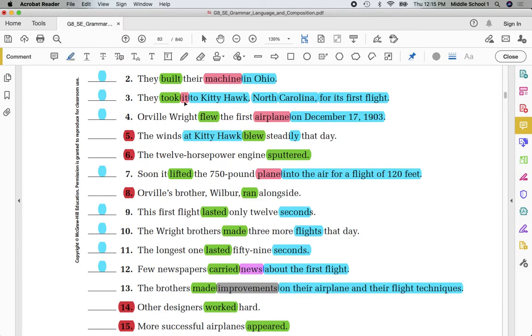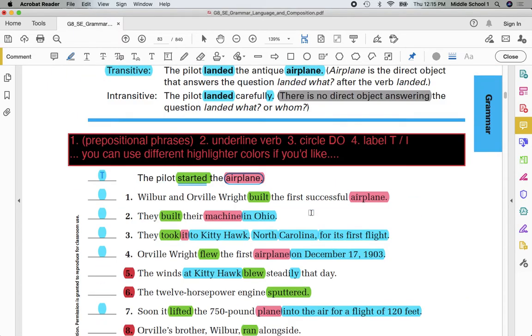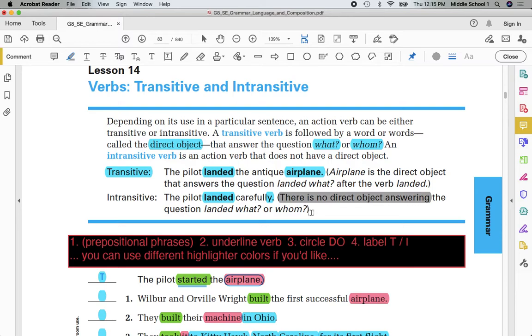Built what? Machine. Took it. Lifted plane. Lasted seconds. Made flights. Lasted seconds. They all have objects. Your takeaway from this page 77 is that if a verb has an object, a direct object, we call it transitive. If the verb does not have a direct object, we call it intransitive.